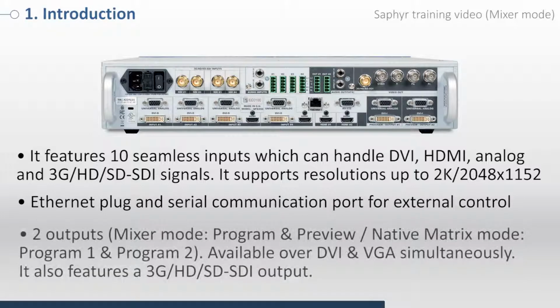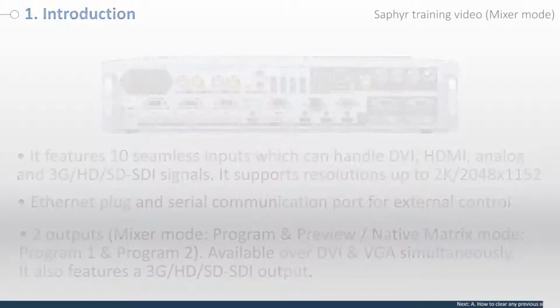It features 2 outputs. In mixer mode, program and preview, and in native matrix mode, program number 1 and program number 2. Both outputs are available over DVI and VGA simultaneously. It also features a 3G HD SD SDI output linked to either of the 2 other outputs.